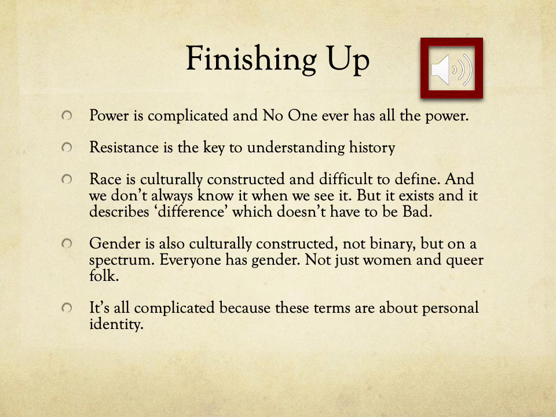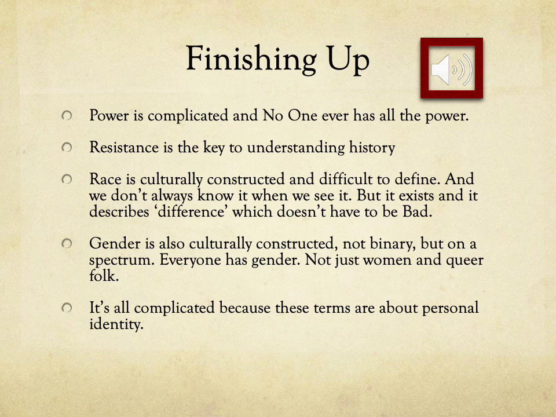Power is complicated, and no one ever has all the power, because people resist. Resistance is the key to understanding history, at least the way I teach it. Race is culturally constructed and difficult to define. We don't always know it when we see it, but it exists and it describes difference, and it doesn't have to be bad. Again, back to difference. Difference isn't bad. Gender is culturally constructed just like race. It's not binary, it's on a spectrum.